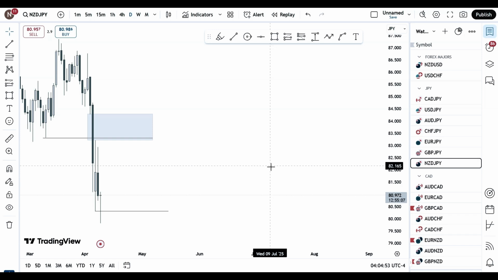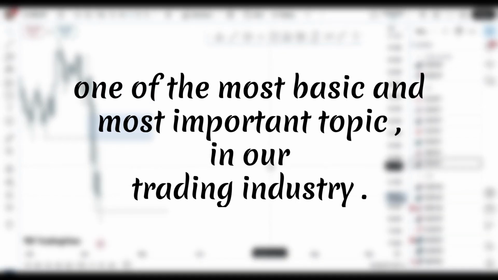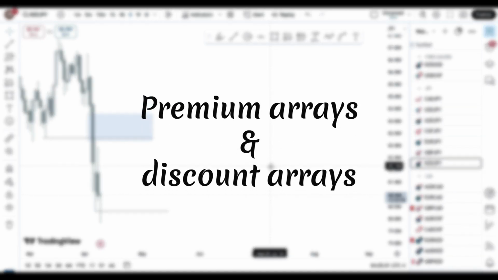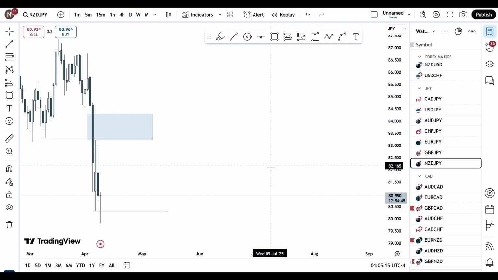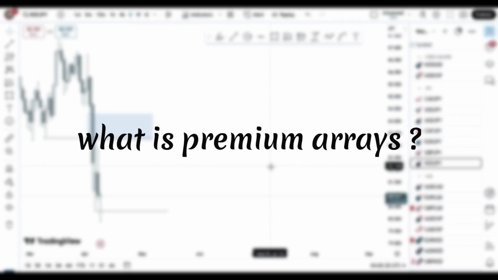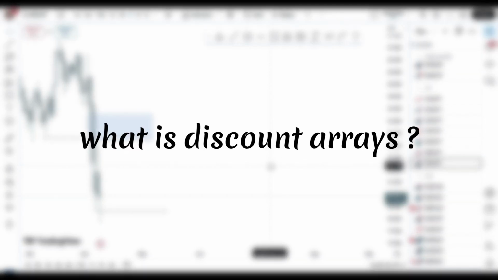So, today we're going to talk about one of the basic and most important topics in our trading industry, and that is about premium arrays and discount arrays. Understanding what premium arrays and discount arrays are will definitely help you in increasing your trading edge. So now the question arises, what is a premium array and what is a discount array?